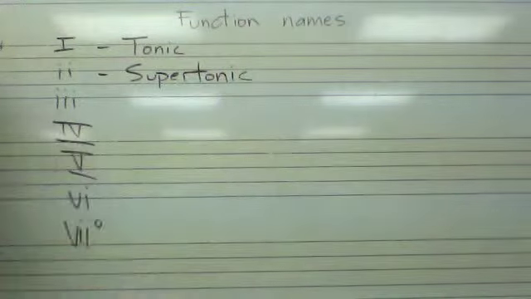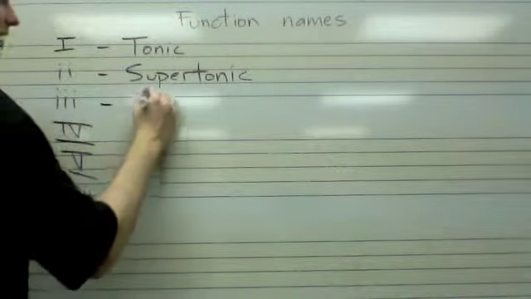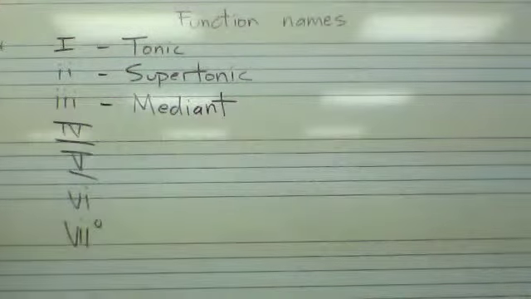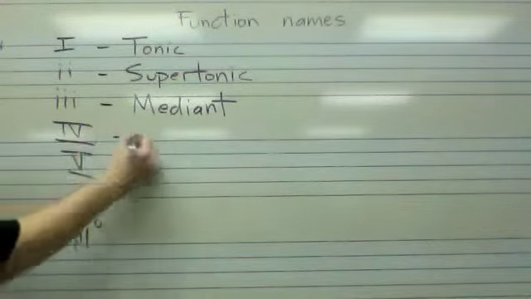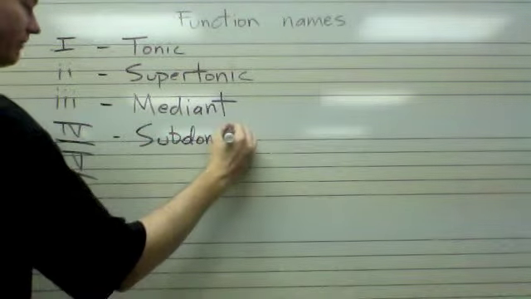The 2nd scale degree spells a chord which is called the supertonic chord. Super meaning it starts above the tonic, being the 2nd scale degree. So supertonic just means above tonic. The 3rd scale degree is the basis for a mediant chord. The 4th scale degree is a subdominant chord.